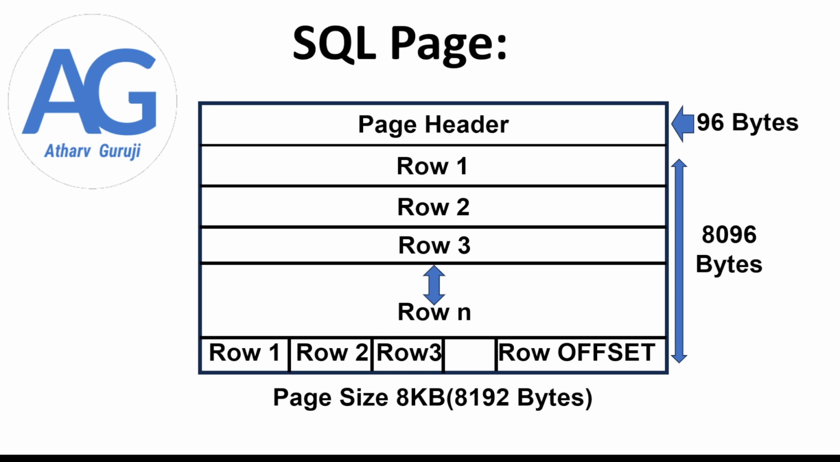The important part here is that every data row has a row offset, and the size of a row offset is 2 bytes per row. So suppose your one page is filled, then SQL will insert the remaining data into a second page based on your fill factor. We will cover the fill factor in the next video.